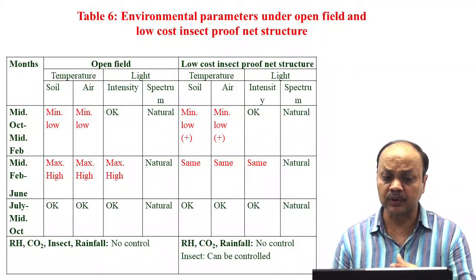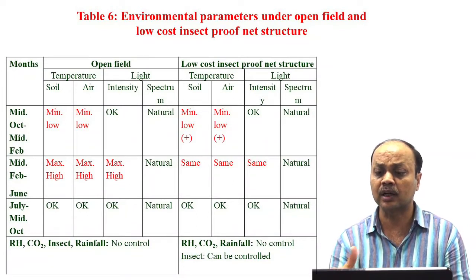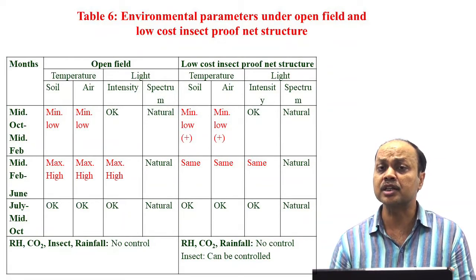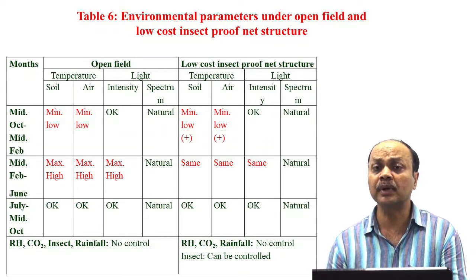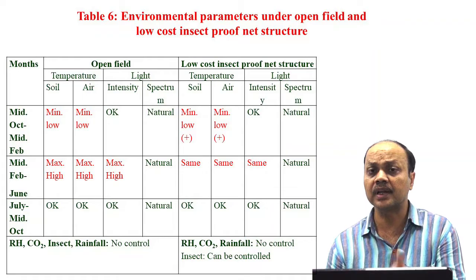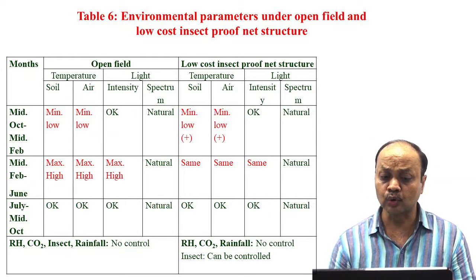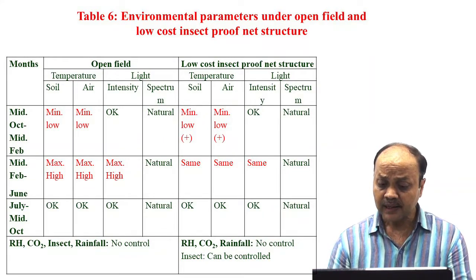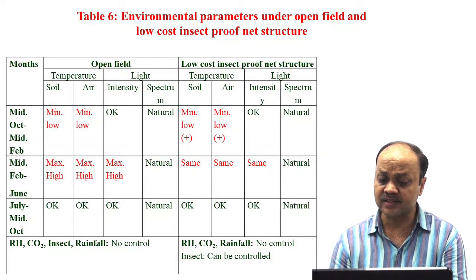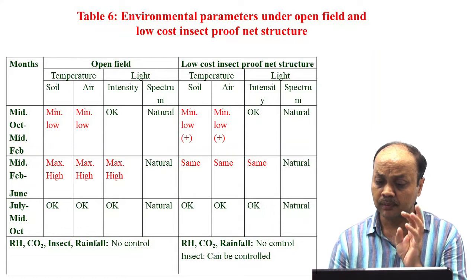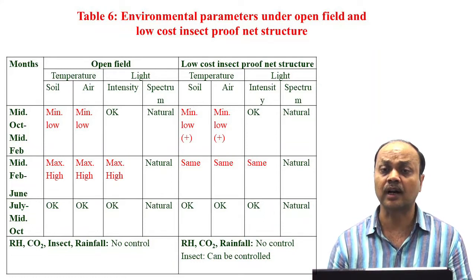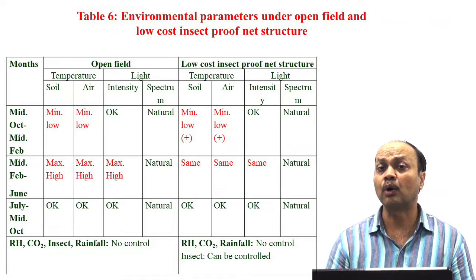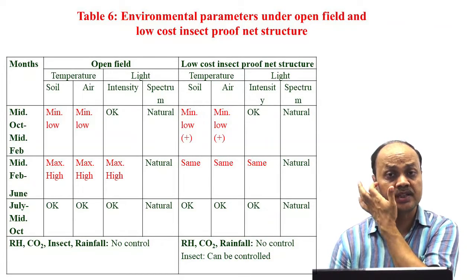You can see from this table, I have compared the open field with the environment we got inside the insect proof net structure. In winter it is not as effective as a greenhouse, but normally the temperature increases inside your insect proof net structure. During summer, more or less, there is not much increase in the temperature. But the problem is that there is no control of RH, no control of CO2, and no control of rainfall. We can control the insects, as I told you. We can use this structure round the year, but you are not getting as much benefit as from a greenhouse structure during winter.